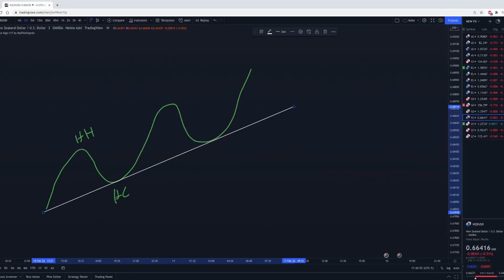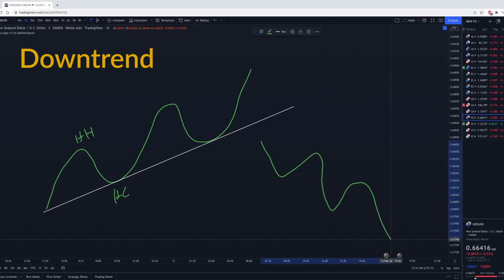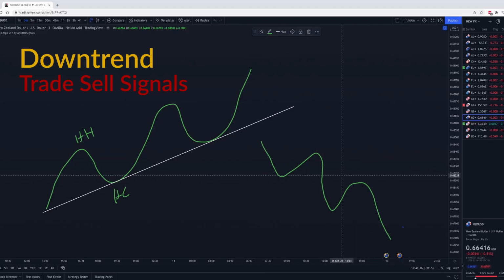Now, obviously, the opposite of an uptrend is a downtrend. When a downtrend happens, it's going to look a little bit like this, guys. You want to make sure, again, over here, when you're in a downtrend like this, you only want to be trading the sell signals, right? So you're looking to short the market when you have a chart that looks like this. This is very, very important.